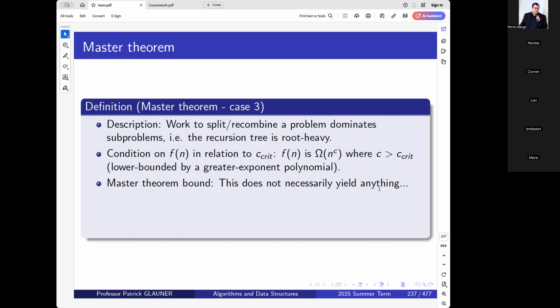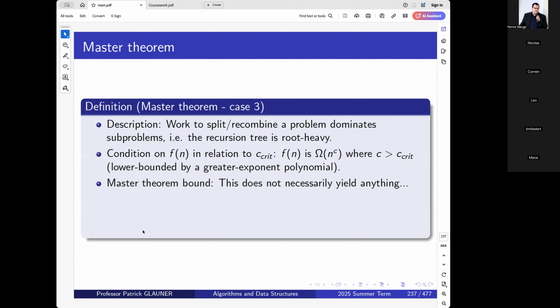So the last case possible is case 3, where the work for splitting and recombining dominates the work done in the subproblems. And this one, we would say it's root heavy because most of the work is done in our node in the tree rather than in the leaves in the subproblems. And here the condition is f of n in relation to our critical exponent. F of n must be omega of n to the power of c. Remember, omega is a lower boundary. But this time we require that c must be greater than the critical exponent.